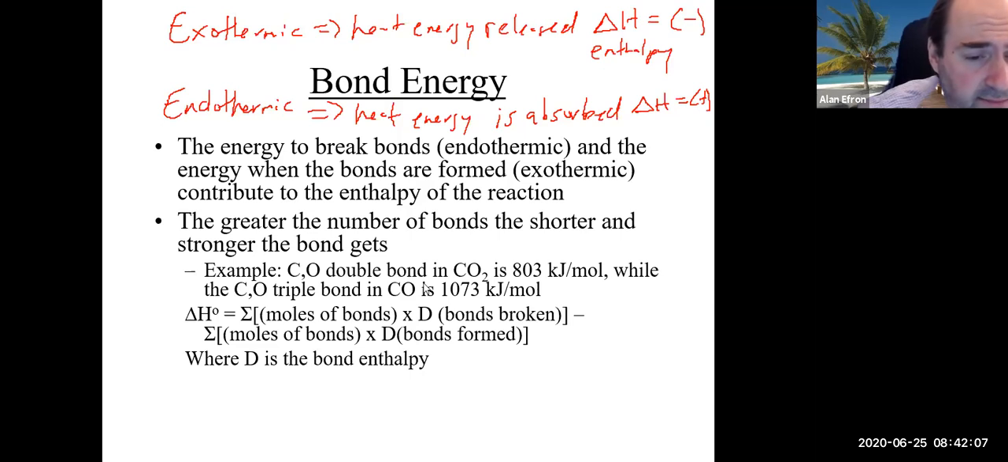Bond making is exothermic, which would be negative. So we can calculate the delta H, or the enthalpy for the reaction, based on bond energy.